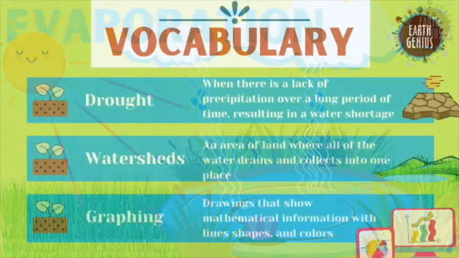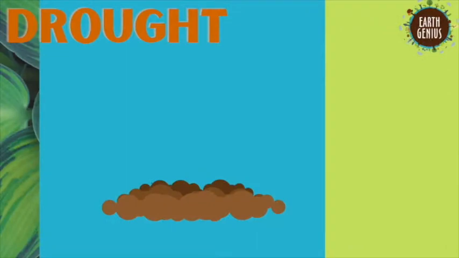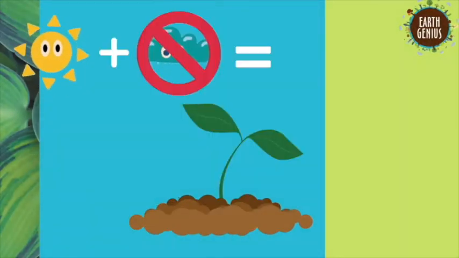Precipitation. Our next word is drought. When there is a lack of precipitation over a long period of time, resulting in a water shortage. This is not good for humans, plants, or animals.